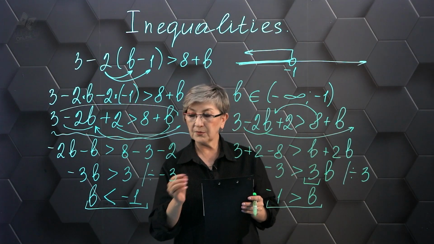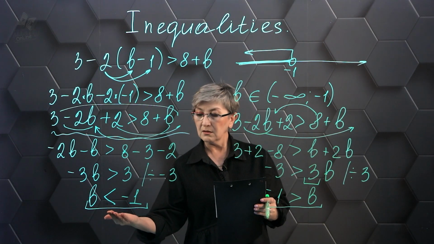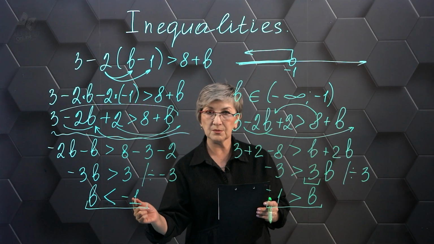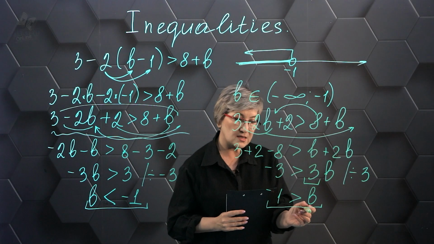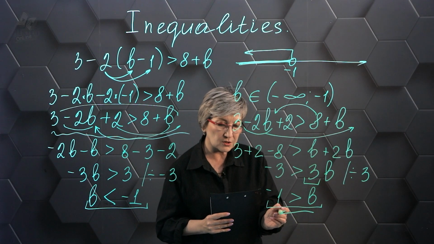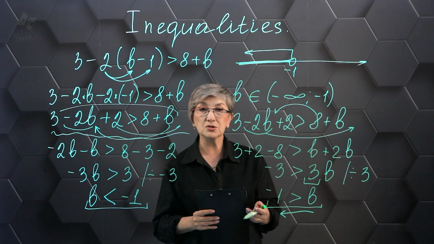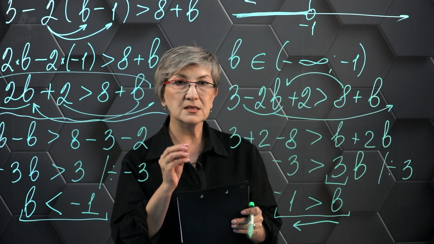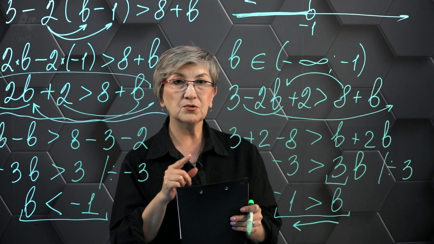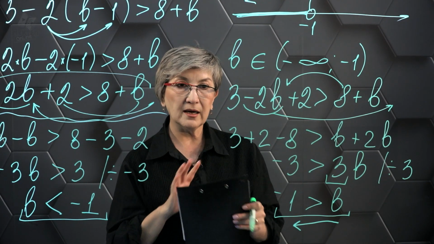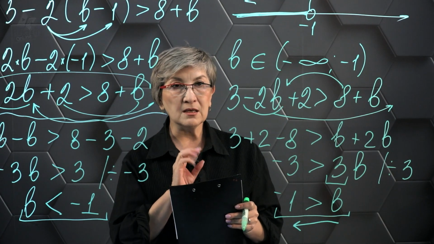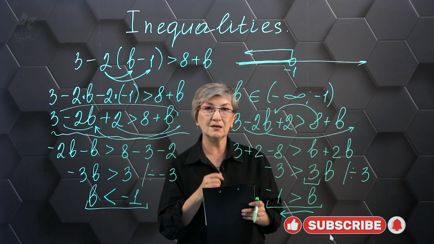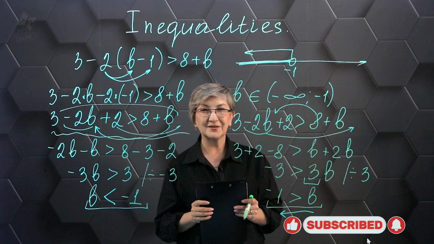And you may ask the question, why is the answer different? No, it's not different. In this case, we read minus 1 is greater than b, which means b is less than minus 1. If in this entry I read b is less than minus 1, we get the same answer. When solving inequalities, you apply the same rules. The algorithm for solving does not change, and there's no difference whether you put the variables on the left-hand side or the right-hand side. You will still get the right answer.